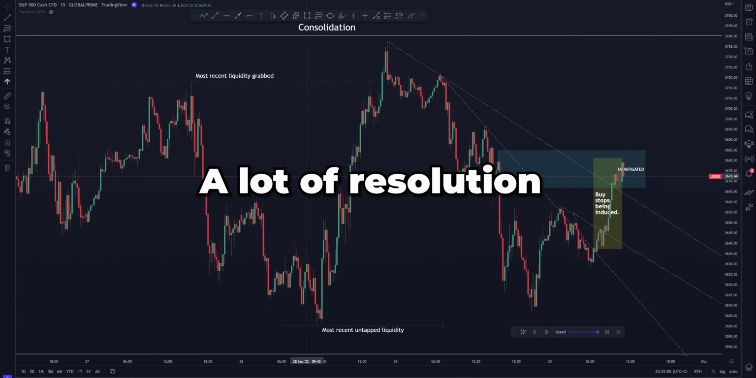Right after breaking this high, not only are we taking the buy stops from the sellers, but we are also inducing buyers. And what are the buyers going to do? If we look at this market structure, we have a higher high, higher low, higher high, higher low, higher high. On this last higher high is where all of the buyers are being induced.